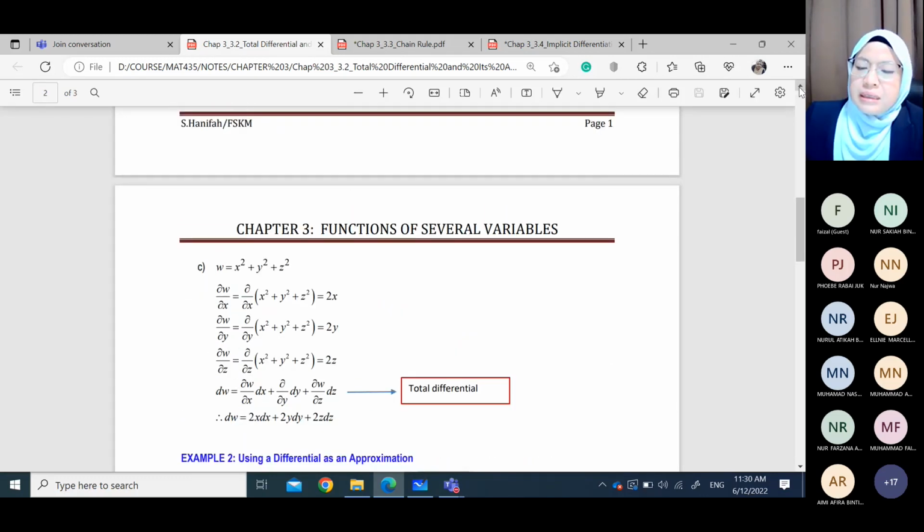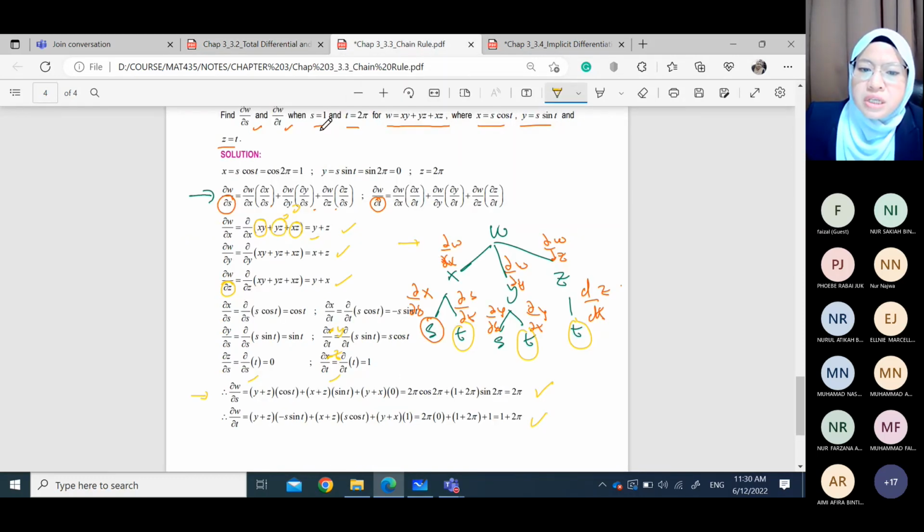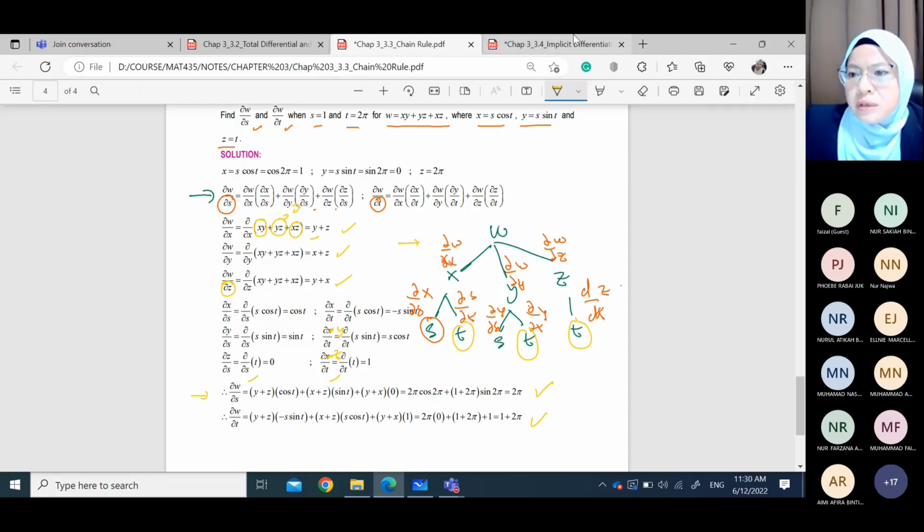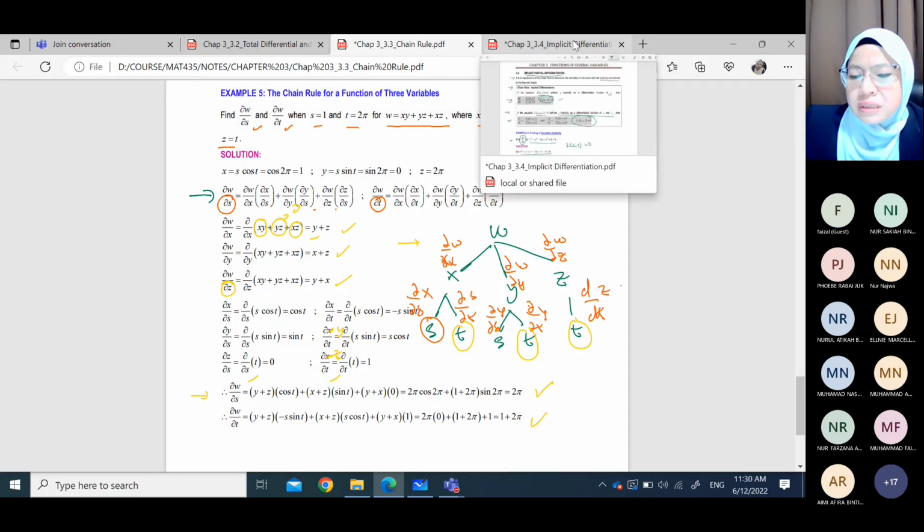Okay, and another thing, selain daripada total differential, we also use partial derivative in chain rule. Banyak kita guna dekat chain rule juga. And the other one is the implicit differentiation. So implicit differentiation, it is an application of partial derivative.